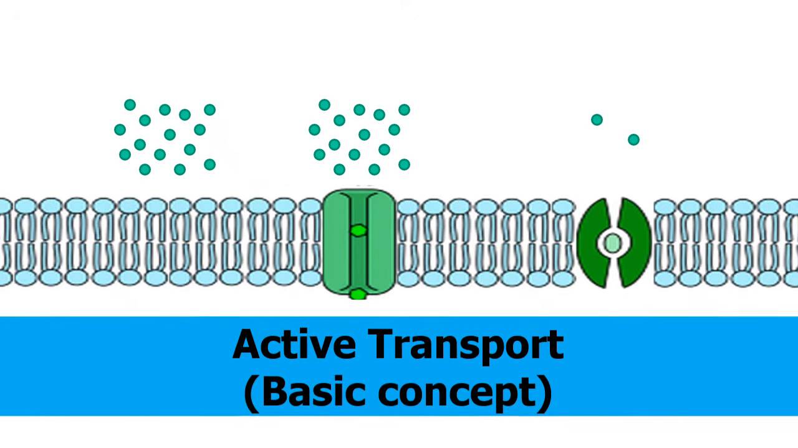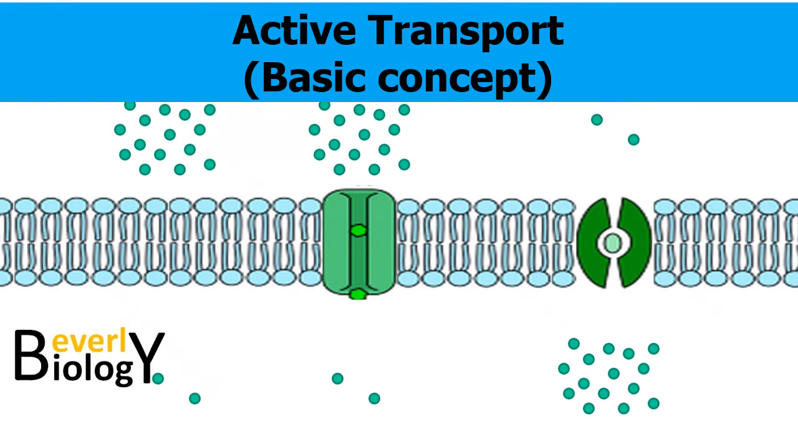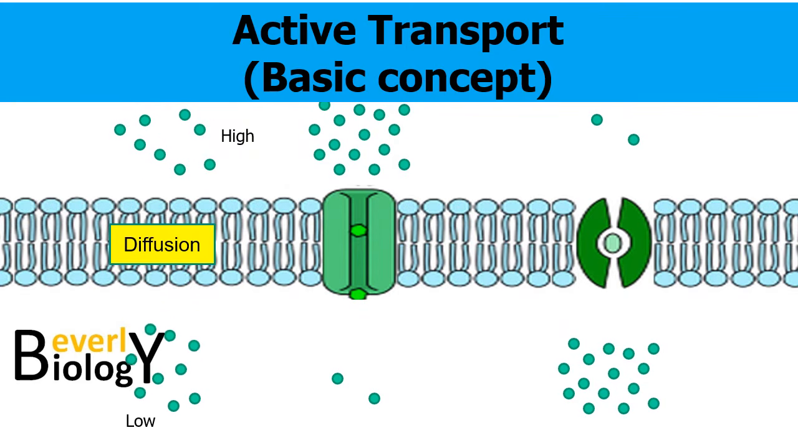So the topic of this video is active transport, kind of the basic concepts. But before we get into active transport, let's review a few things. On the left, let's review diffusion. Notice there's a high concentration of molecules on top, a low concentration on the bottom, and because of diffusion, molecules move from a higher concentrated area through the cell membrane to a lower concentrated area until there's an equilibrium.